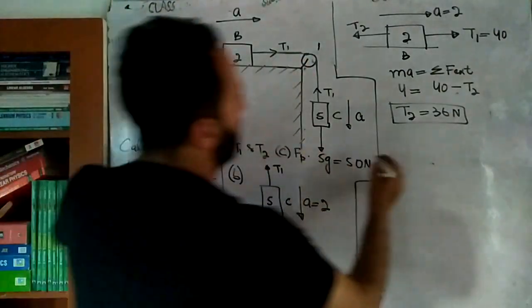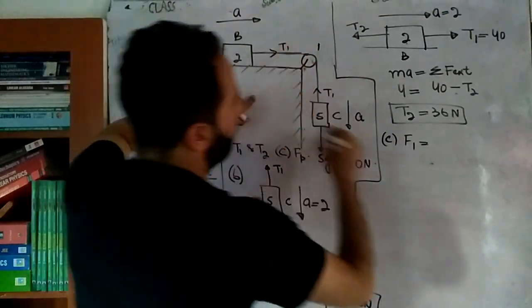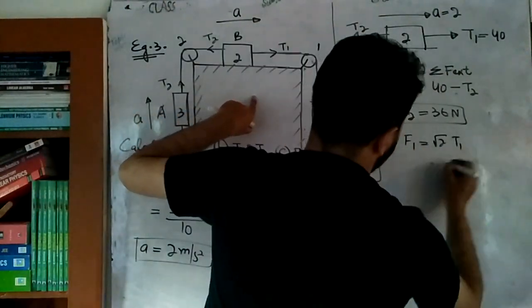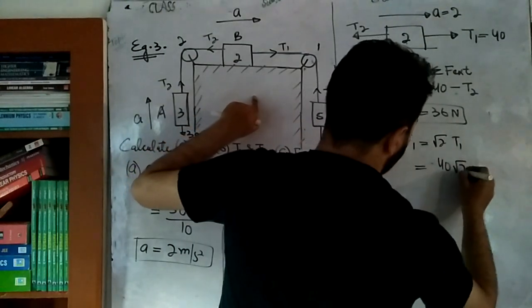Suppose this is pulley 1, so F1, C part. F1 will be simply equal to root 2 T1. Root 2 multiplied by T1. So T1 कितना है? 40. So the answer is 40 under root 2 Newton.